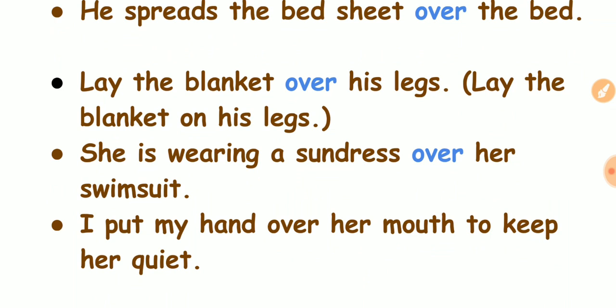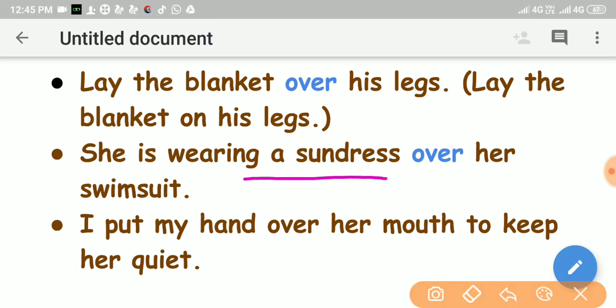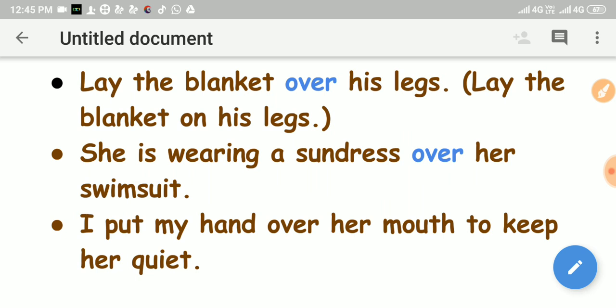At the same time, let us go with another example. She is wearing a sundress over her swimsuit. See, over, that means the sundress covers the swimsuit. That's why over is very essential to be used here, my dear friends.